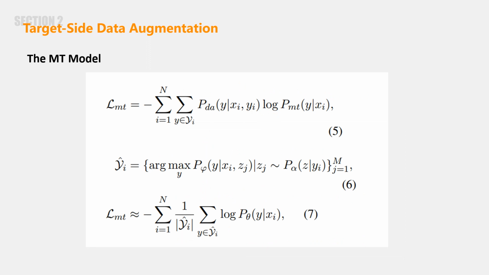We match the output distribution of the MT model to the distribution of the DA model as in equation 5. We sample several translations from the DA model in equation 6 and approximate the loss for machine translation using the sample average in equation 7.